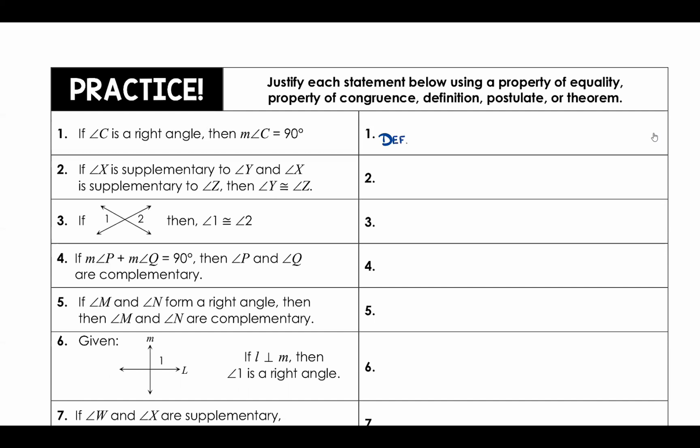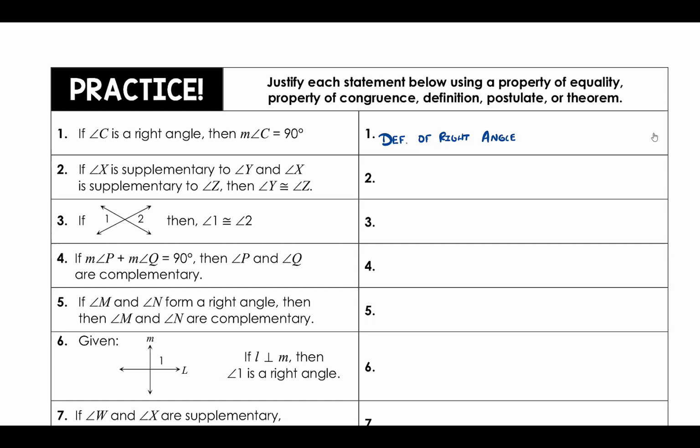Definition of a right angle. Wait, so when do you know to use complement here if it's two angles adding up? Absolutely. If it's two angles coming together to form 90, it's probably complement. But if we're just talking about one angle and they're telling me that it's a right angle, I know it's 90 degrees.